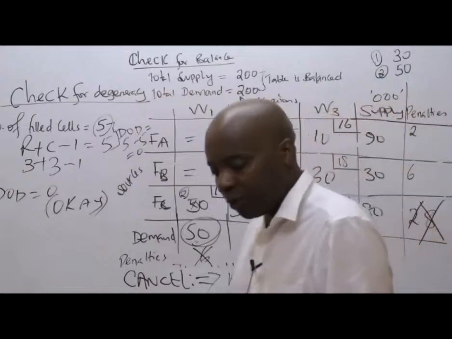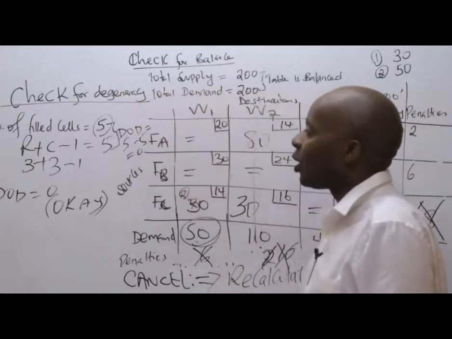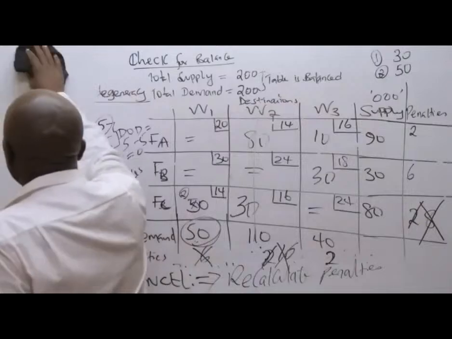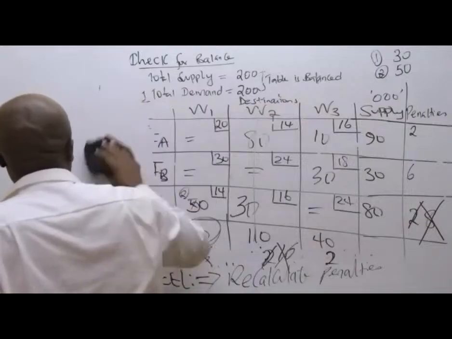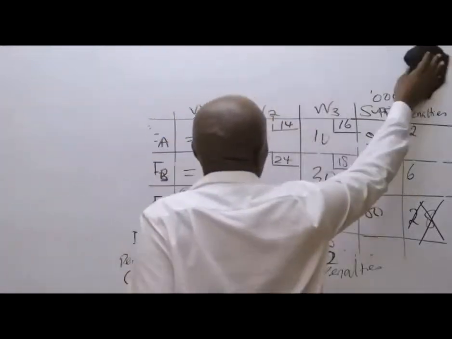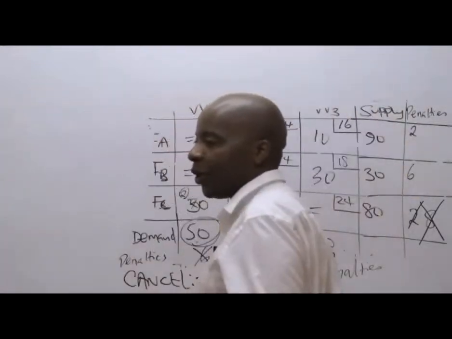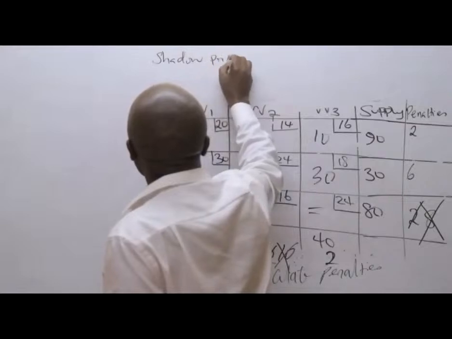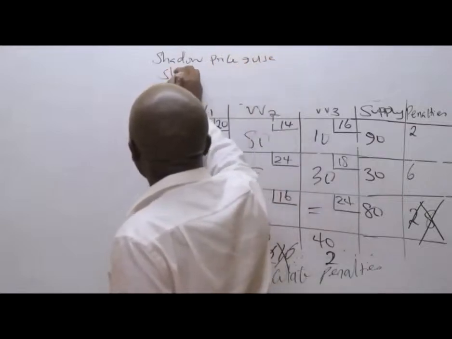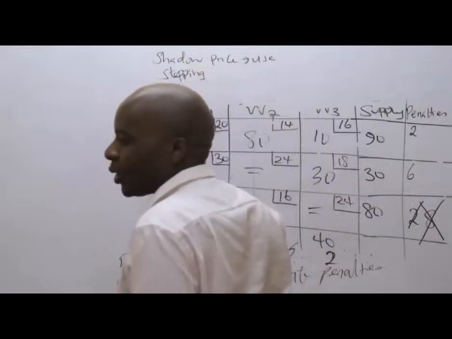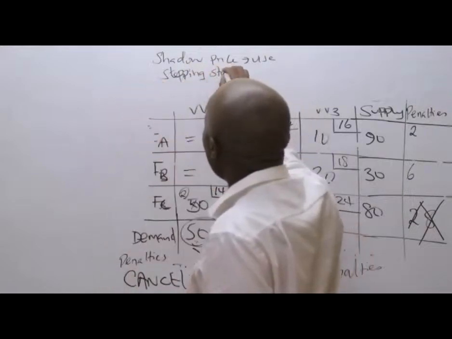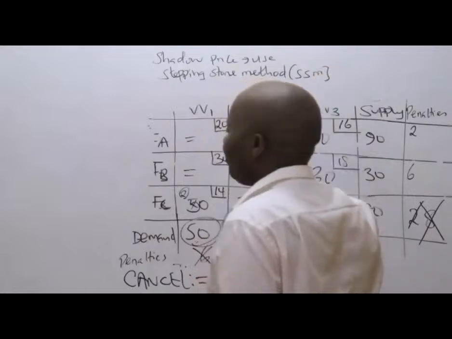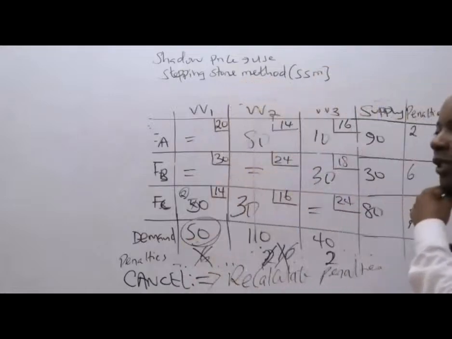Now, ladies and gentlemen, we are at home. Now that we have realized that we have a solution for our problem, we shall go to the last step. The last step is the one of computing shadow prices. Remember, for shadow prices, use the stepping stone method, which is SSM.